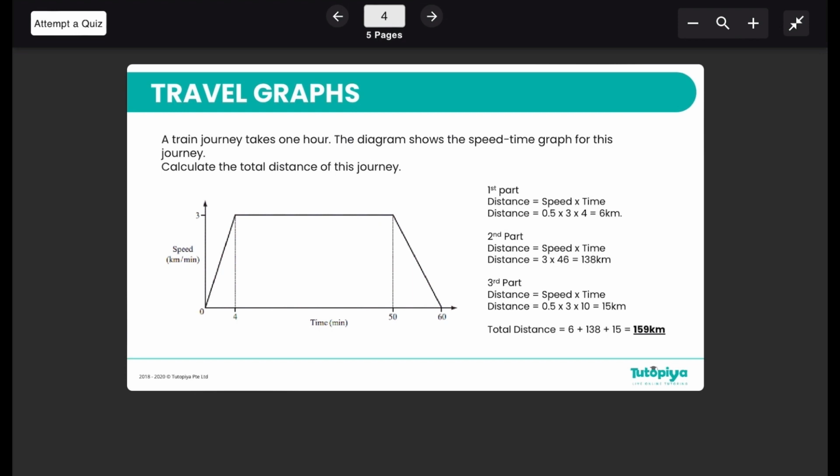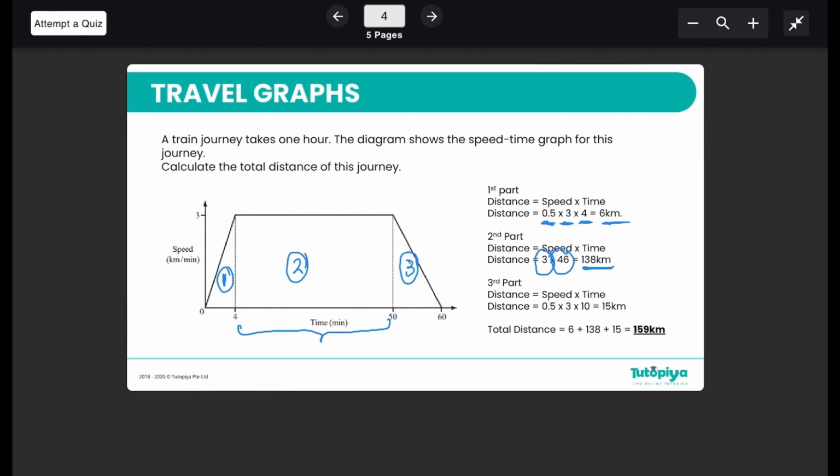What they are doing here is breaking this graph into three parts: the first part, the second part, and the third part. They work out the individual areas and then add them together. Since the first part is a triangle, it is half times base times height. So half times 3 times 4, which is 6 kilometers. The area of the central rectangle: the difference between 50 and 4 is 46, and the height of that rectangle is 3. So the area is 138 kilometers.